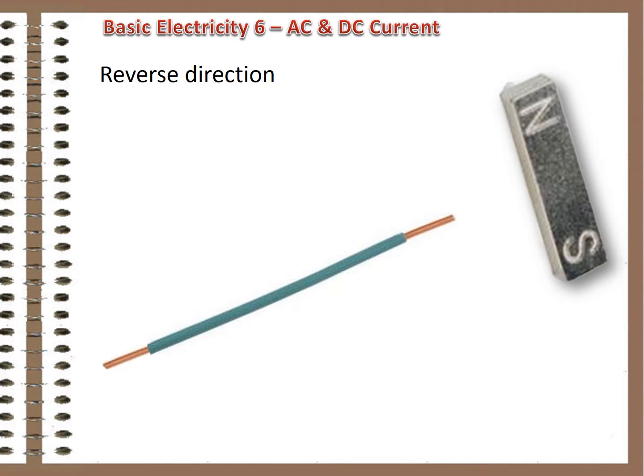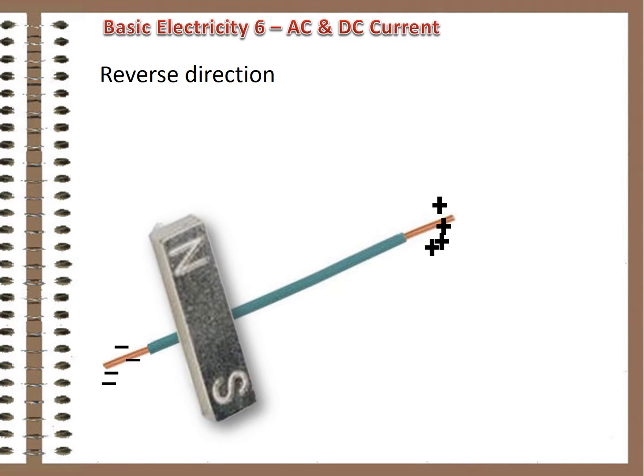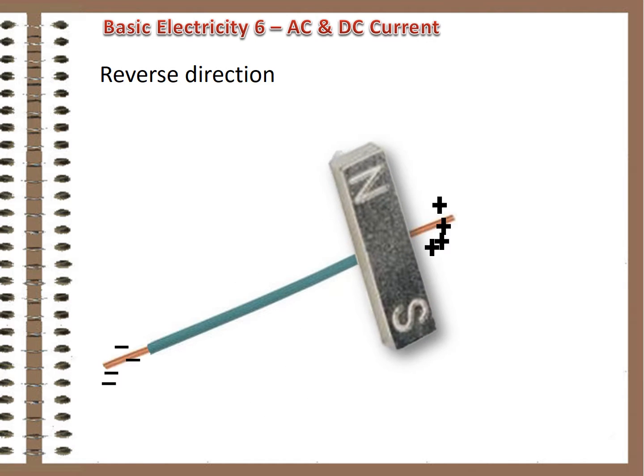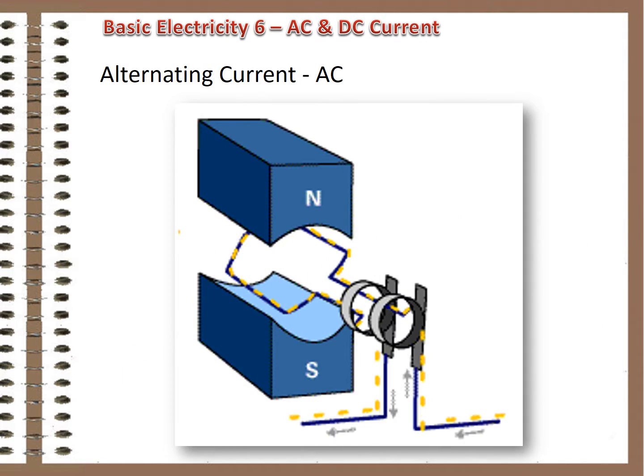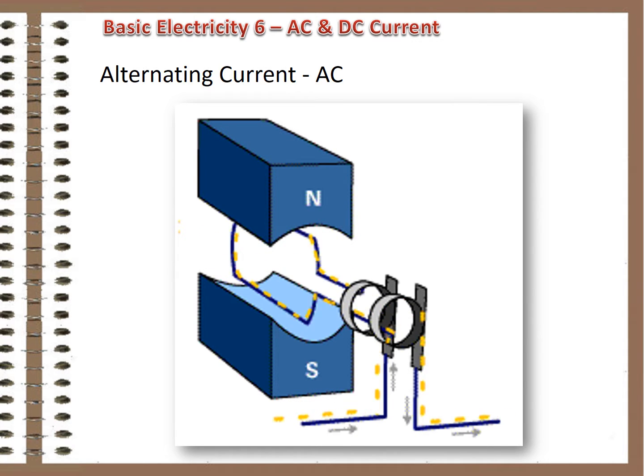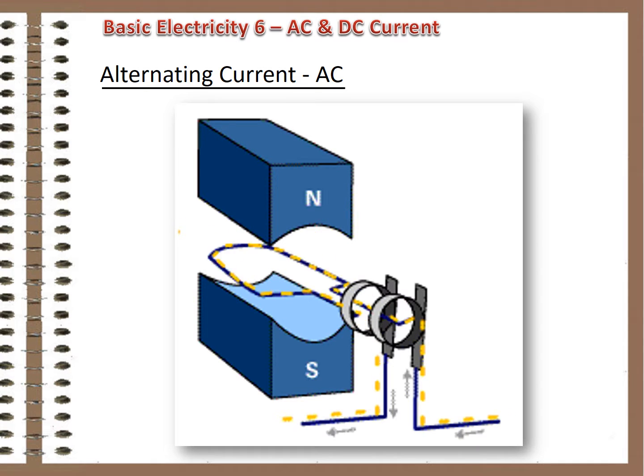Can you see that if we reverse the direction of movement, the charges would be pushed the other way? A similar thing happens in a generator like this one, except instead of changing directions, the wire comes under the influence of the opposite magnetic pole. The polarity switches, so the current gets pushed first one way, then the other. Alternating current, we call it.